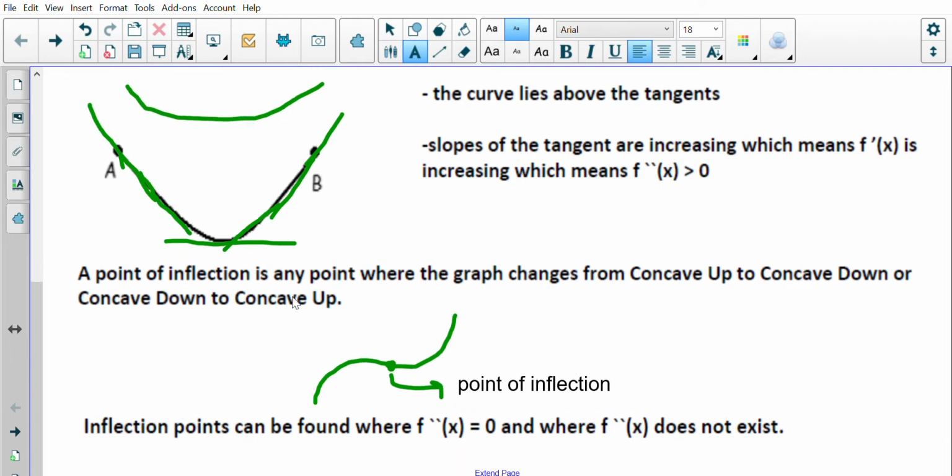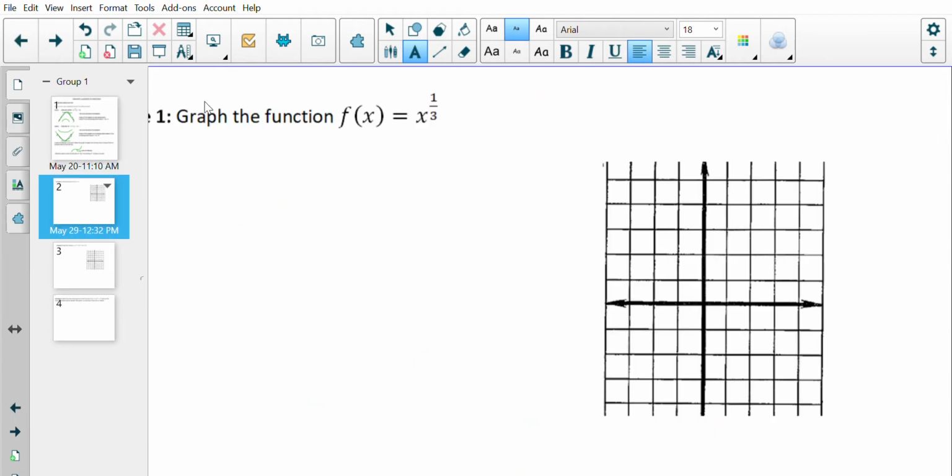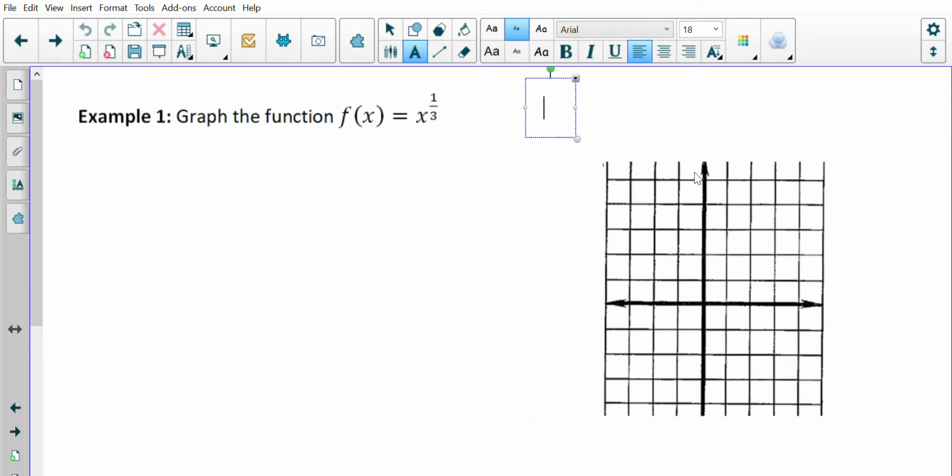Now, inflection points are just like when we're looking for max and min values. They can be found where our double derivative is equal to 0 or where our double derivative does not exist, which is another way of saying look where the denominator of a rational function is 0. All right, now we're getting to, again, using that checklist that I put into Google Classroom, example number 1. So we're going to start to graph things now.